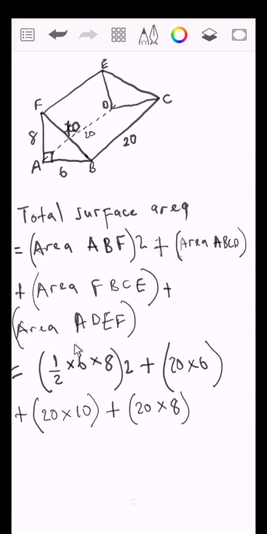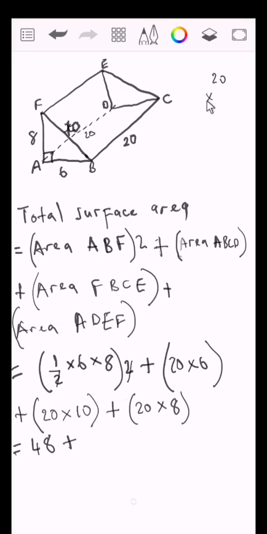It's half times 6 times 8 times 2. Because this 2 can cancel out this 2. We are left with 1 times 6 times 8, which is equal to 48. 48 plus, then we have 20 times 6.